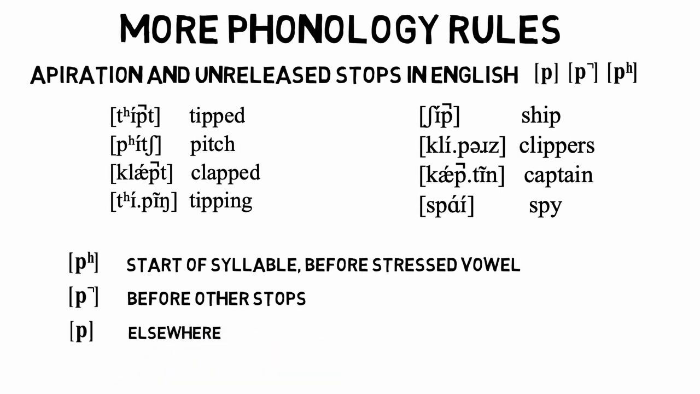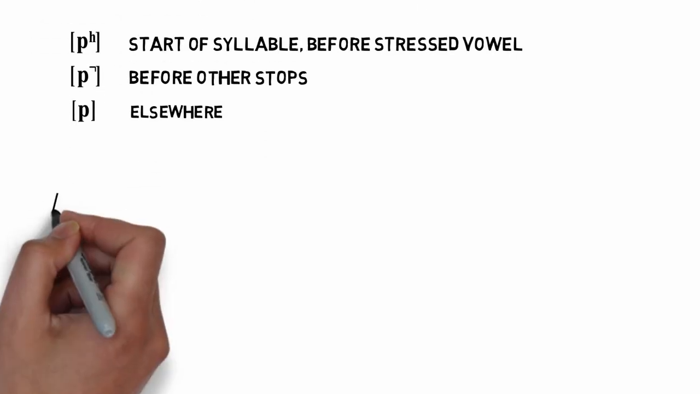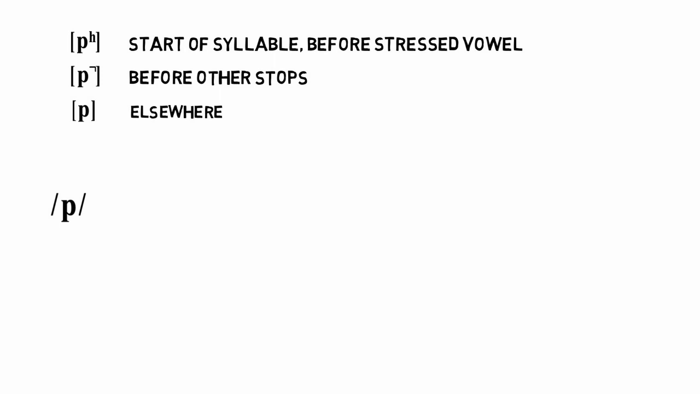So now that we have these prose descriptions, let's see how we can formulate this as a phonological rule. Well, let's start with the phoneme. In this case, we're going to just say it's the regular P. So /P/. Again, we're using slashes because this is the phoneme. It is the mental organization of a set of sounds.